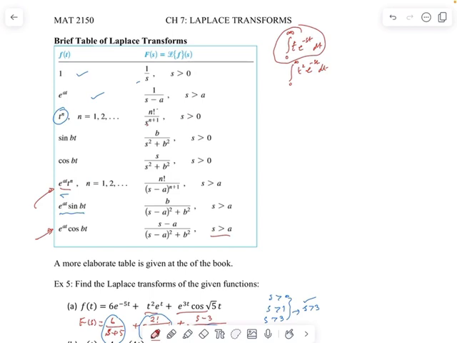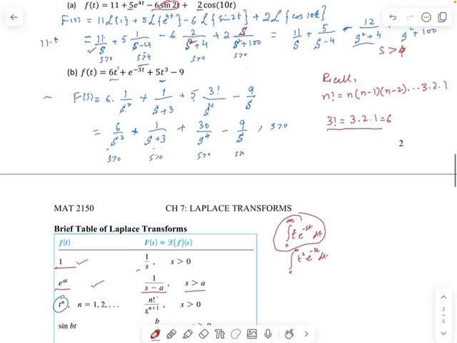So you see here we have the function 1, transform is 1 over s. This is something we calculated. Function is e to the at, transform is 1 over s minus a, s is greater than a. So these are the transforms we already calculated. Now what about t to any power? The transform will be n factorial over s to the n plus 1, where n is the power on t. So this is something we could use for the first term here.